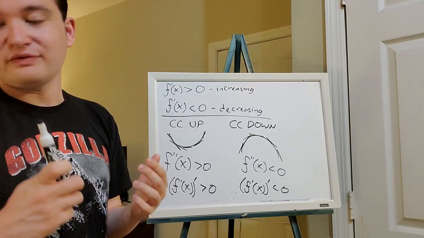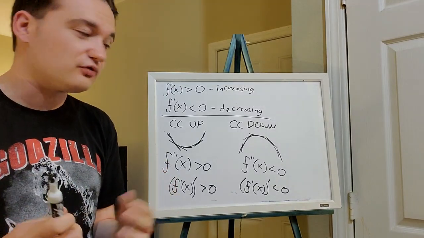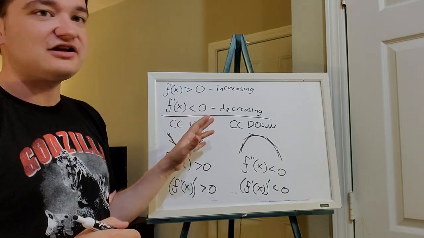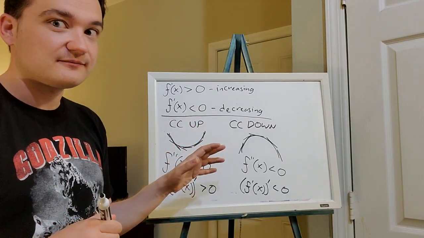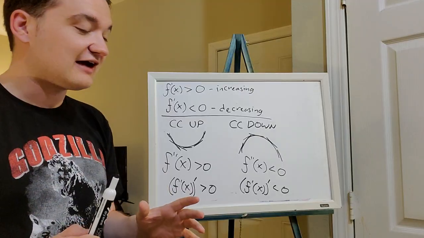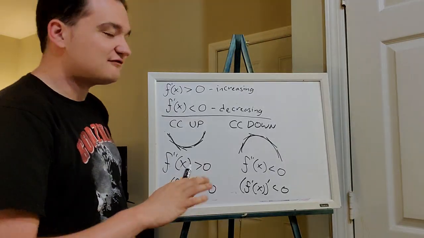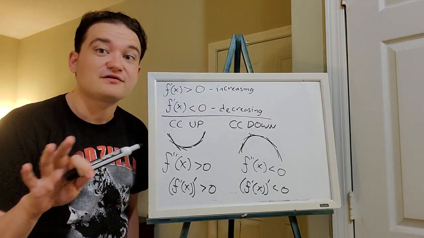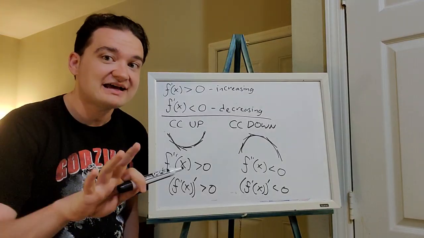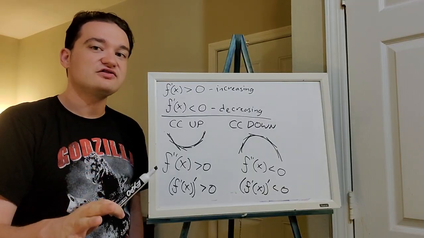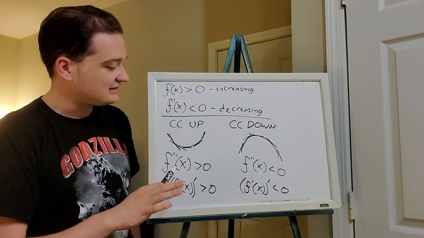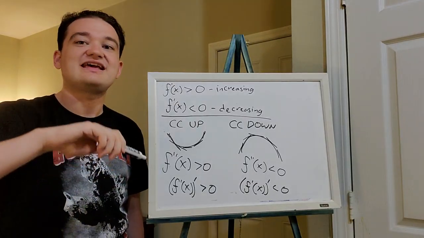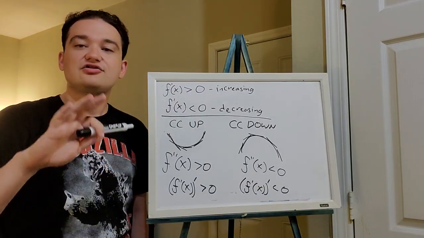Now, how do we locate inflection points? An inflection point is just a place where our concavity changes. How do we tell where our concavity is changing? We're going to find critical points like we do for the first derivative, except now we're doing it for the second derivative. We're setting our second derivative equal to 0, and then, and only then, we're checking to see if our concavity is changing. So here's an example.